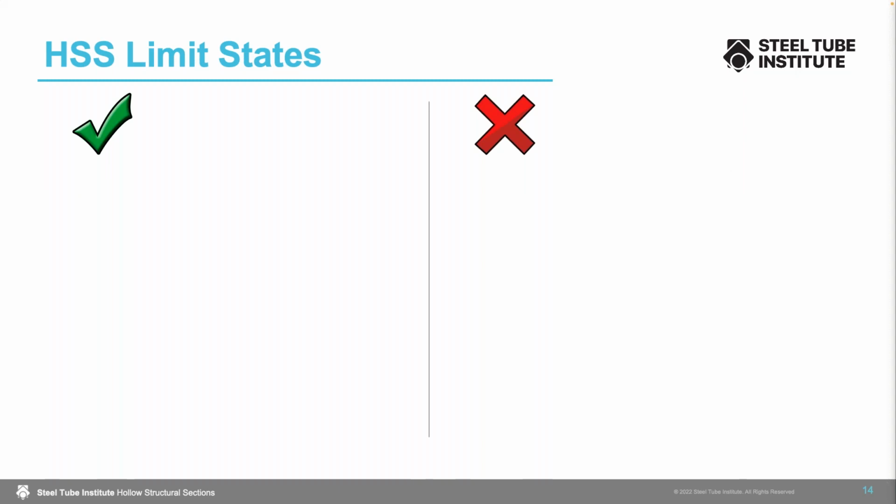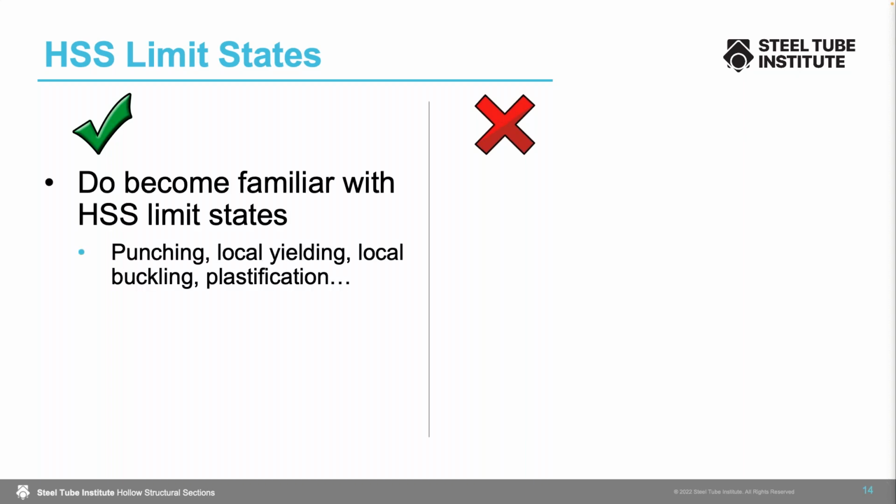So that flexible wall that we just saw, that's just one of the ways that an HSS section can fail, and that is called a limit state. So do become familiar with HSS limit states. They include punching, local yielding, local buckling, plastification, and anyone new to designing structural steel connections involving HSS members may be surprised or a bit overwhelmed by all of these various limit states and all of the associated equations listed in AISC Steel Spec Chapter K or in the manual Part 9.